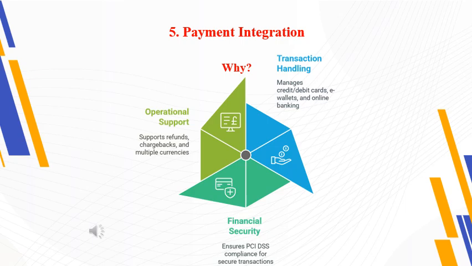Thirdly, financial security. Ensuring secure transactions is a top priority for any order fulfillment system. Payment gateways like Stripe and PayPal are PCI DSS compliant, meaning they follow stringent security standards to protect customers' sensitive data from unauthorized access. Payment integration systems not only support the financial aspect of the business but also safeguard against fraud, providing customers and businesses peace of mind.